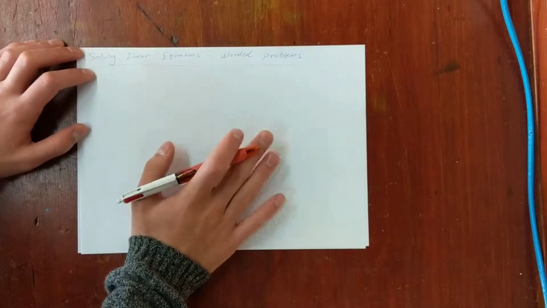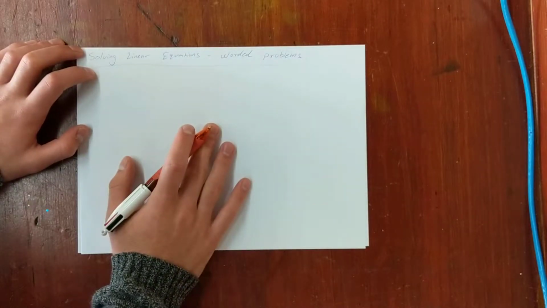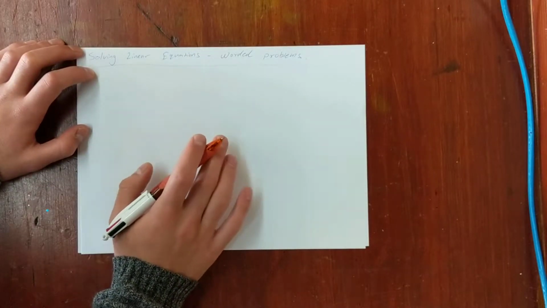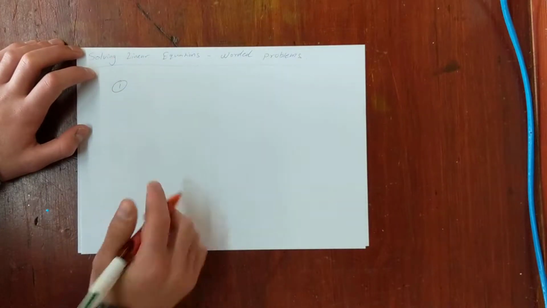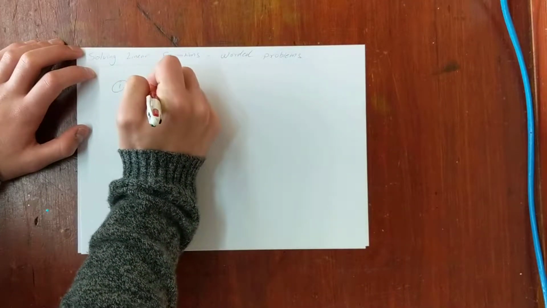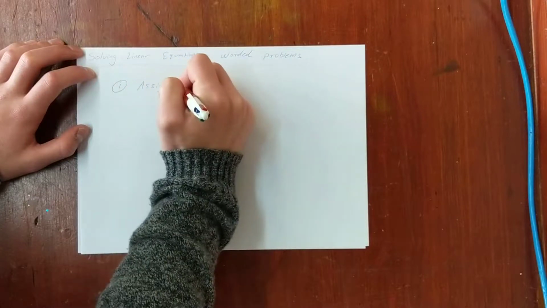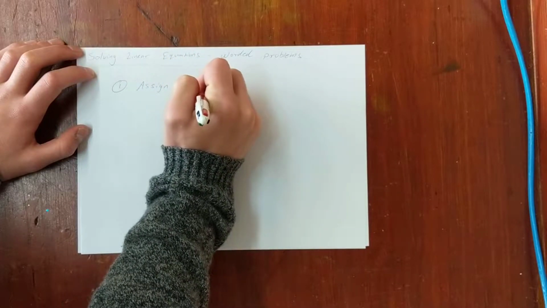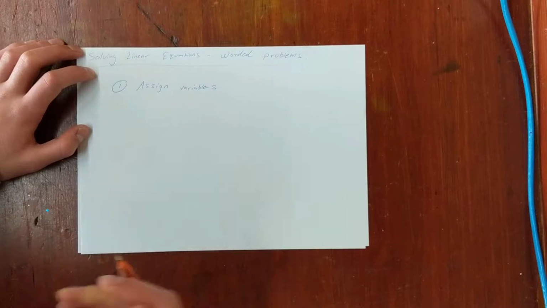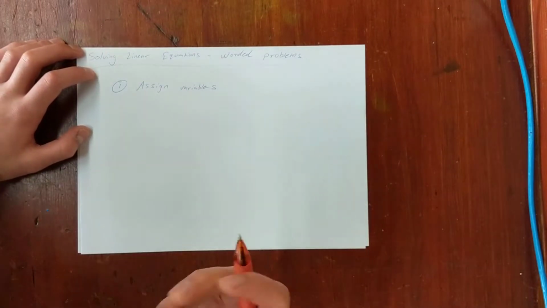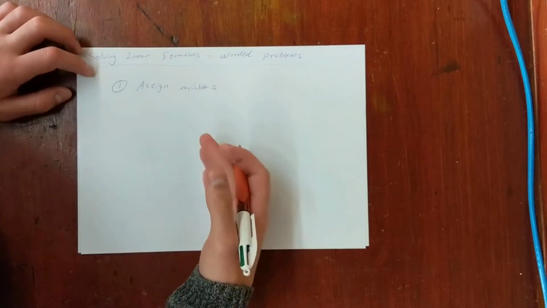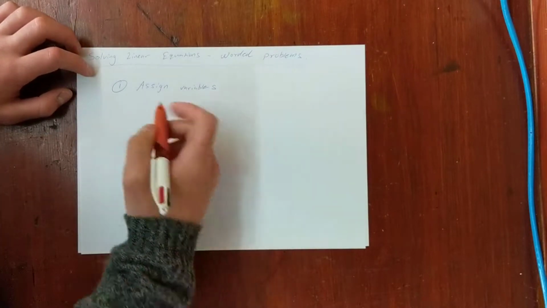Let's just remember from the end of the last video, there are 4 steps for how we're going to do this, and I'm going to write them out. The first step is to assign variables. We're going to read the question and say, what are the things that we're being asked to find? And for each one of those, we're going to assign a particular variable.